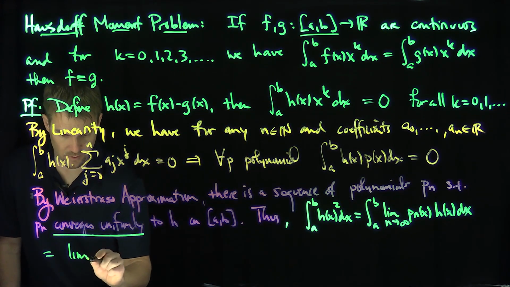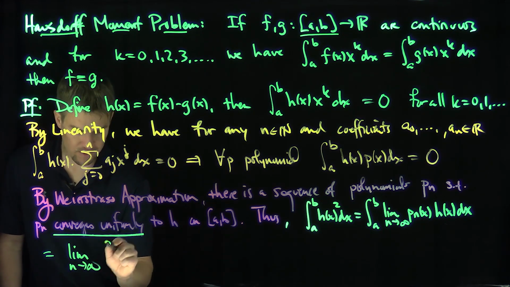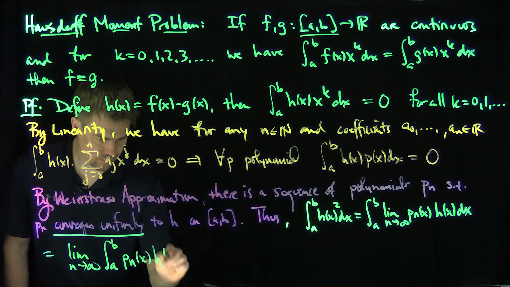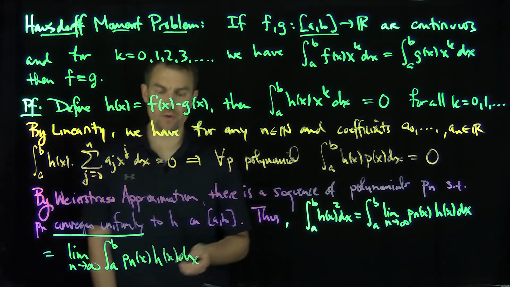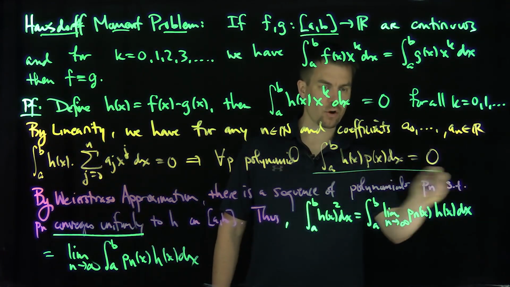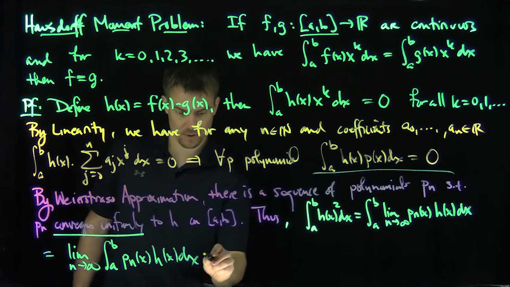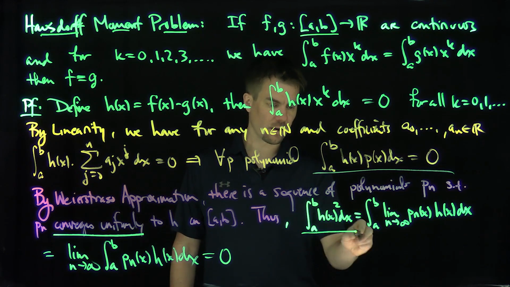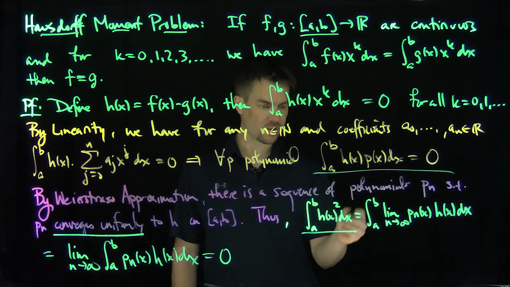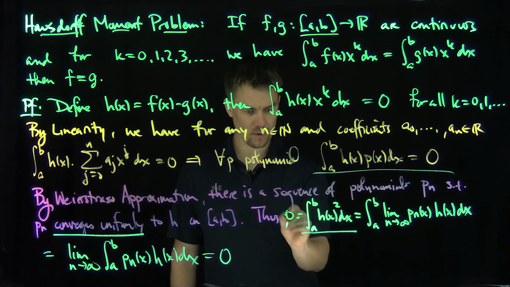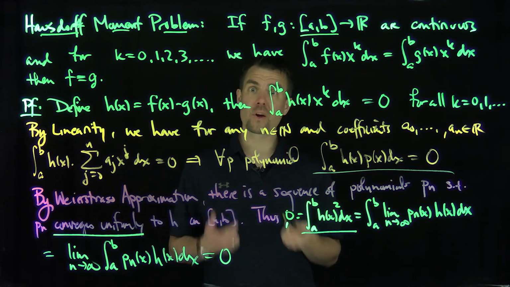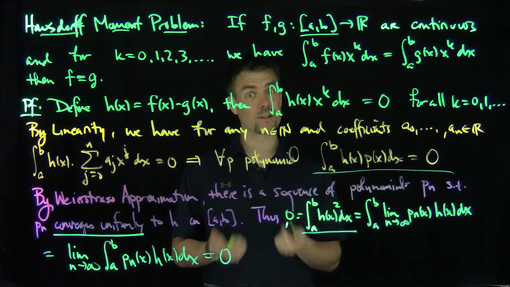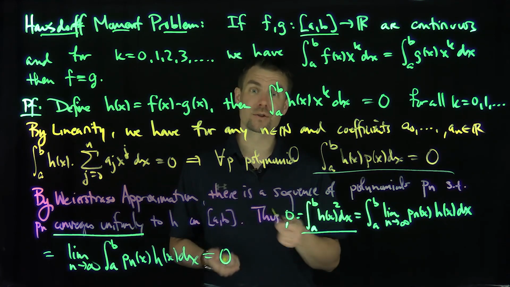This is going to be the limit as n tends to infinity of the integral from a to b of Pn of x, h of x dx. But I know that h against any polynomial is going to integrate to 0, so this limit is just equal to 0. So that tells me that the integral of h of x squared dx is equal to 0. Now, if that integral is 0, that's the only way a non-negative function can integrate to 0. The only way a non-negative continuous function can integrate to 0 over a compact set is if the function is 0 itself.